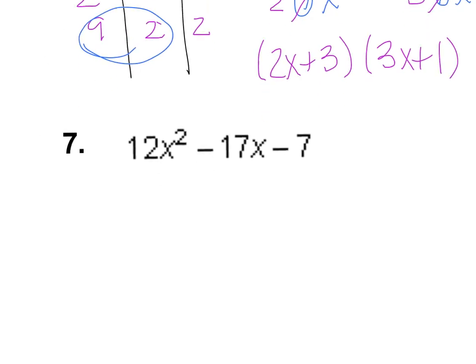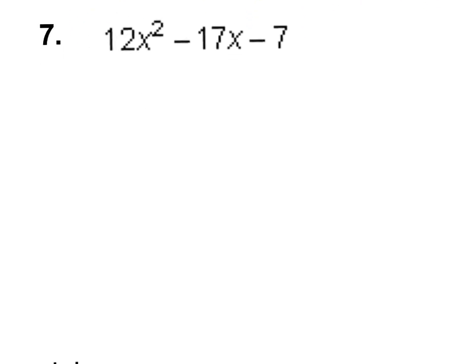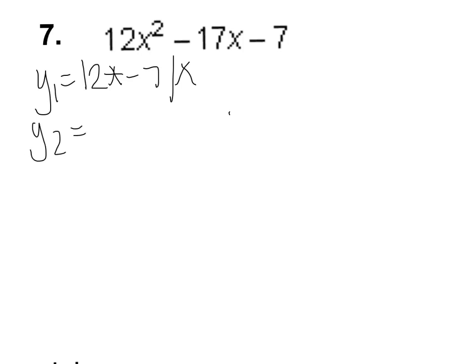Problem 7. 12x squared minus 17x minus 7. So I'm seeing if I can divide everything by something, and I can't. So I'm going to go ahead and start with y equals. So in y1, I do the first times the last divided by x. In y2, I do the middle minus x. And then I go look at my table.